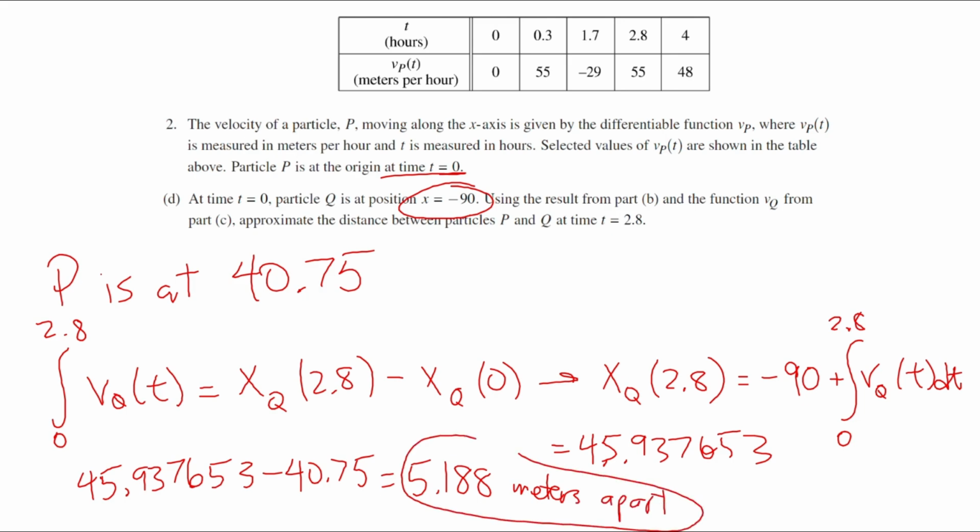And the point breakdown here for part D, they gave you 3 points for it. One was just for doing this integral of v sub q of t at all from 0 to 2.8. One was for using this initial position, and then the last one was for the final answer. And that is the end of this FRQ number 2 from the 2019 AP Calc AB exam.